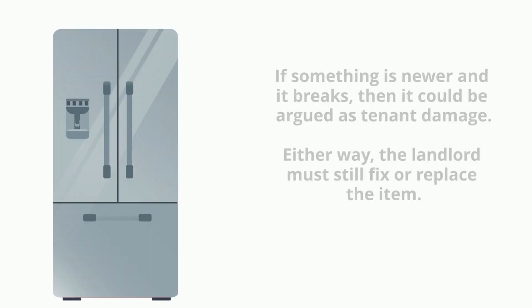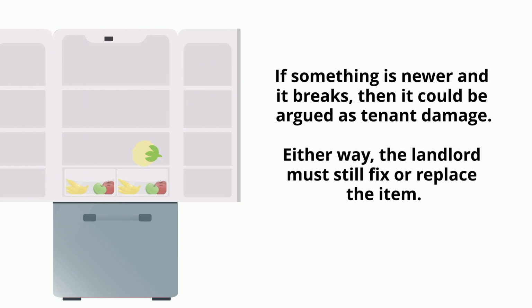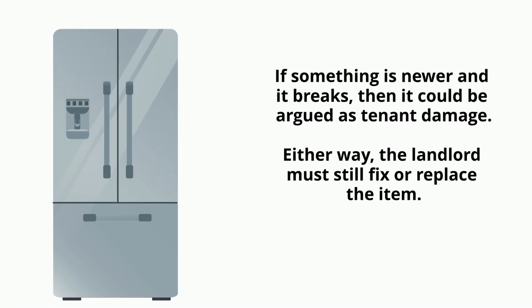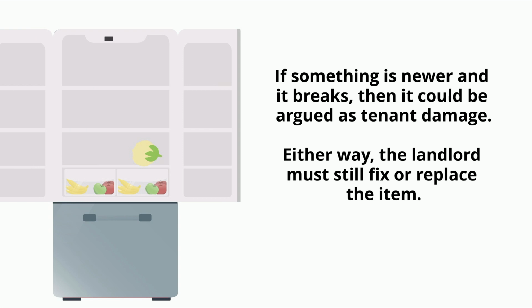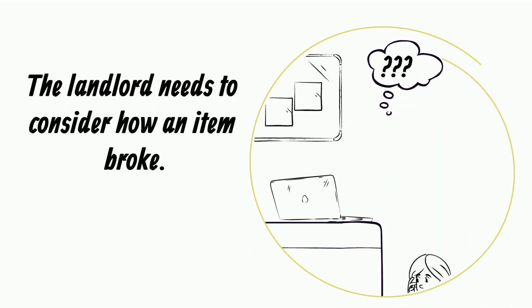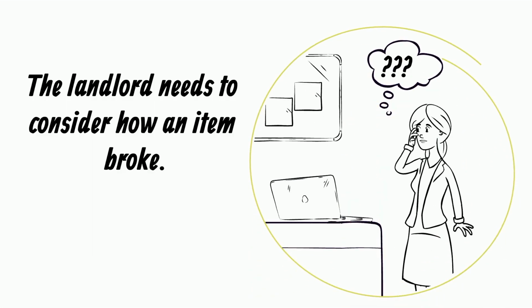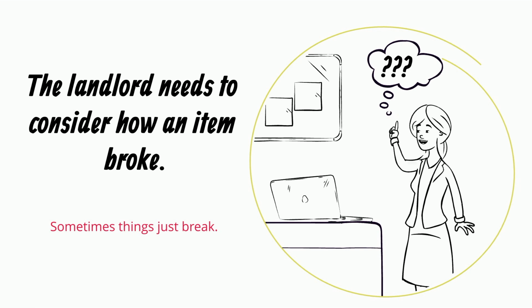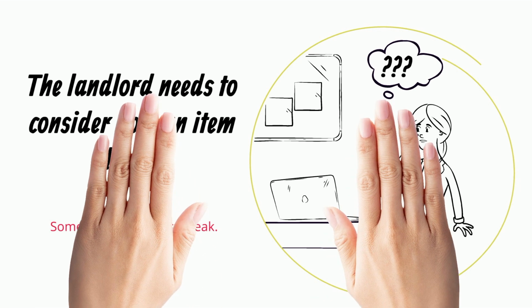If it happens to a fridge that is fairly new and the damage looks like it's from improper use or abuse, then it may be argued that it could be damage. The landlord needs to consider how an item broke, but also the age of the item. Sometimes things just break because they're old and at the end of their useful life.